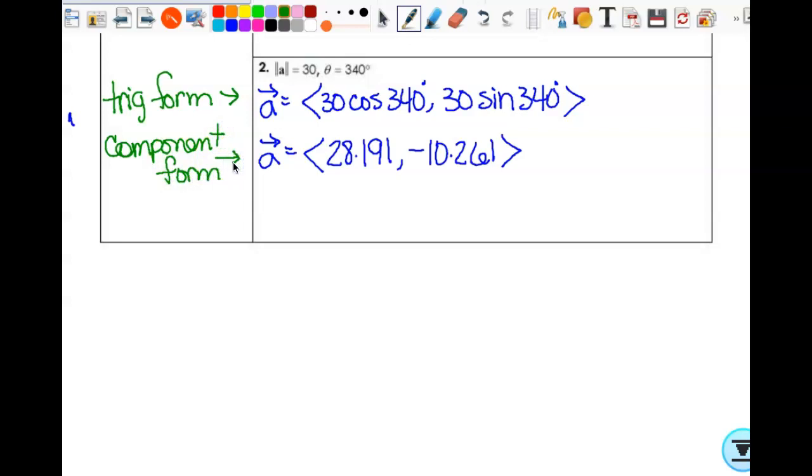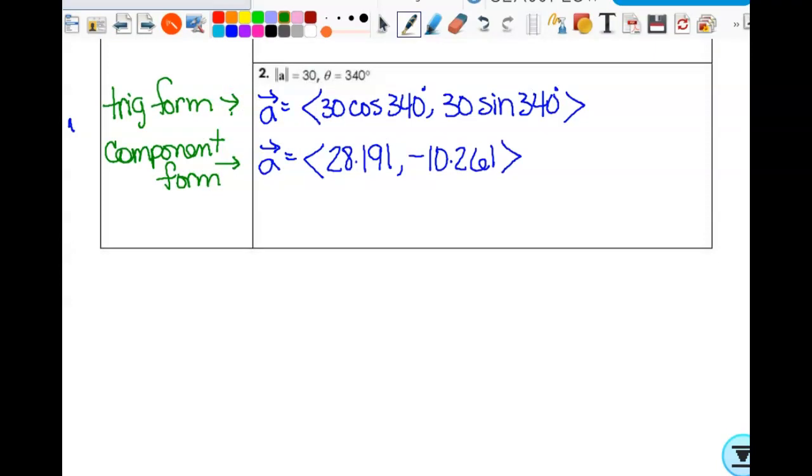So what we wrote the first time, that is the trig form. And then after we actually calculate that stuff, it's in component form. Both of them have the pointy brackets. So, I mean, technically, this is a form of component form. But if you were asked for the trig form, it literally has the trig words in it. It's not just that you use trig to find it. Okay. So trig form, component form. Any questions about that? We're all good? Okay.